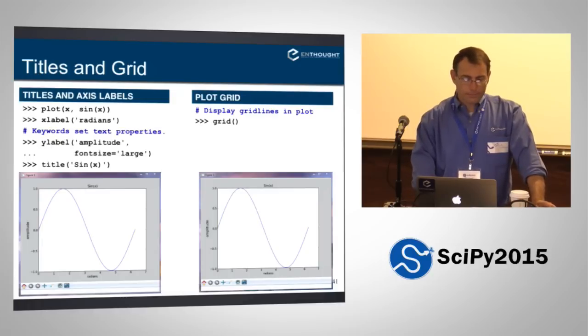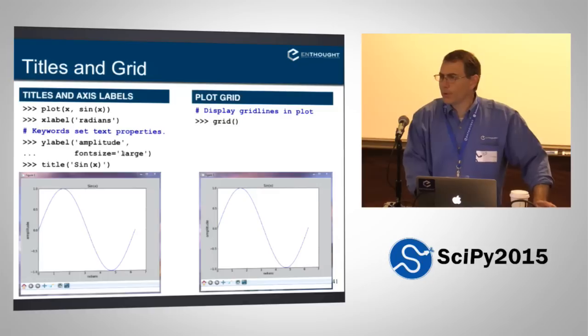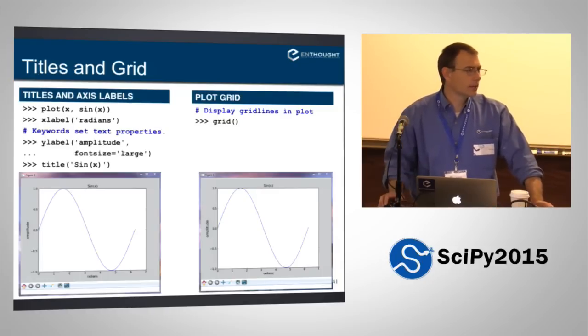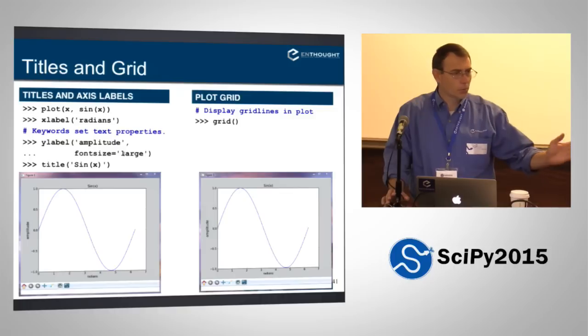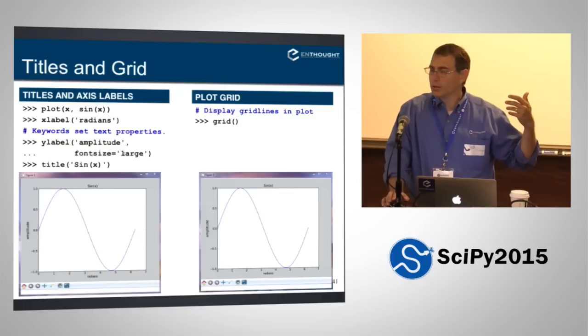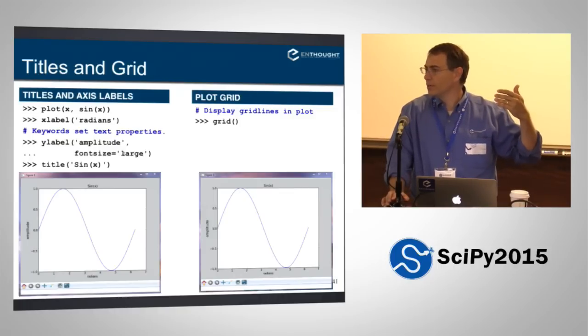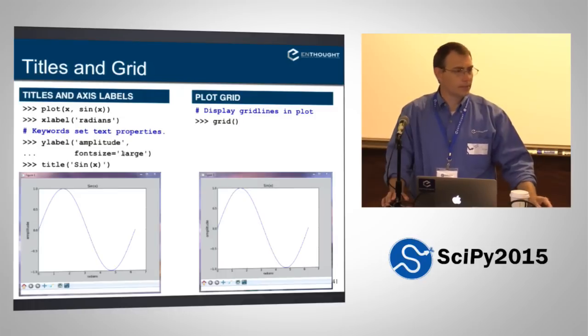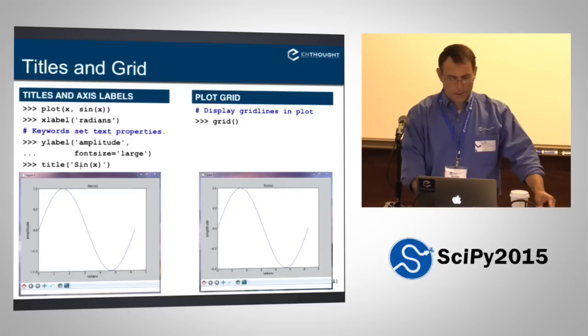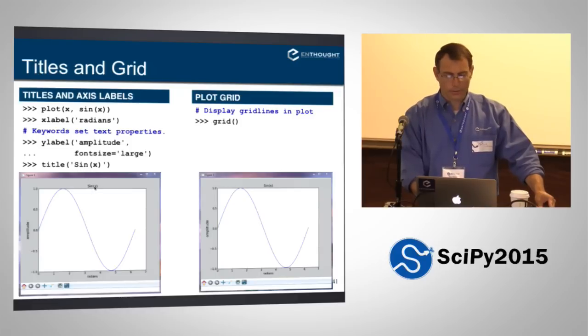Titles. X label is going to give you the label radians down here. Y label, here, is amplitude. You can set the font size. It used to have to be a word. I think that's changed lately, maybe within the last 2 years. I don't remember when that changed, but it used to be small, medium, large, extra large, but I think you can put a font size like 14 in there as well now, okay? And then title will put a title over the entire plot.